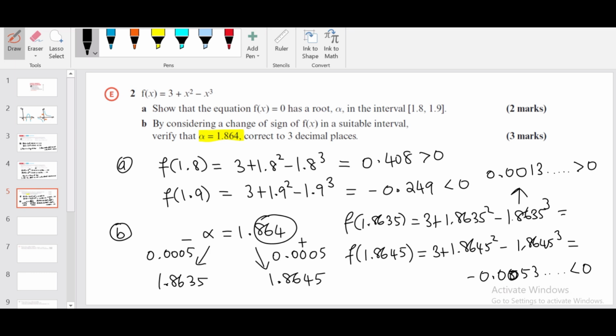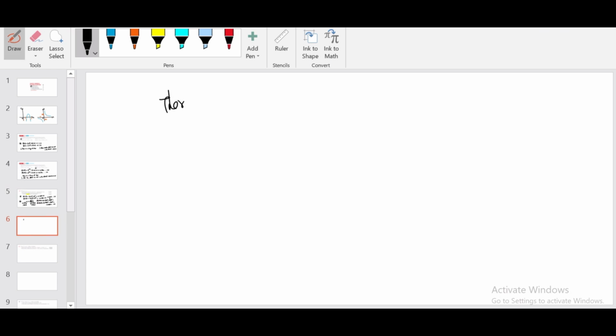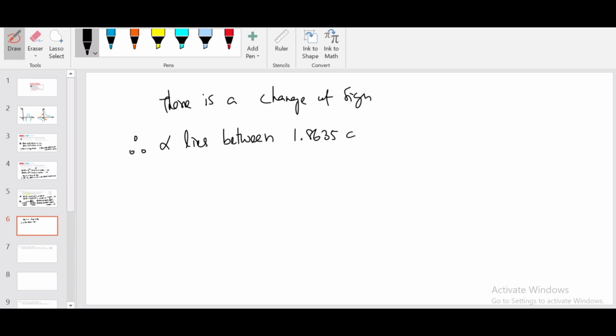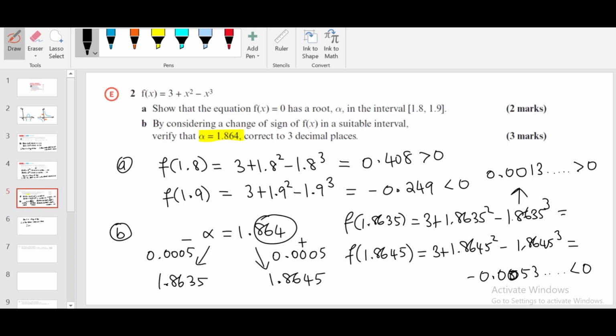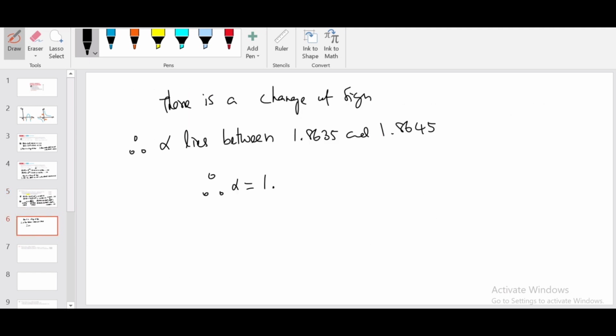How to write the conclusion? You need to write there is a change of sign. Therefore alpha lies between 1.8635 and 1.8645. Therefore alpha is equal to, write the value from the question, the highlighted one, 1.864 to 3 decimal places.